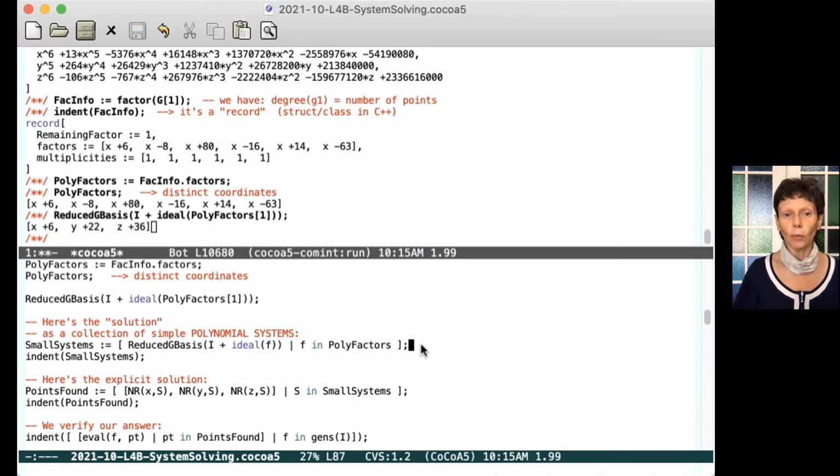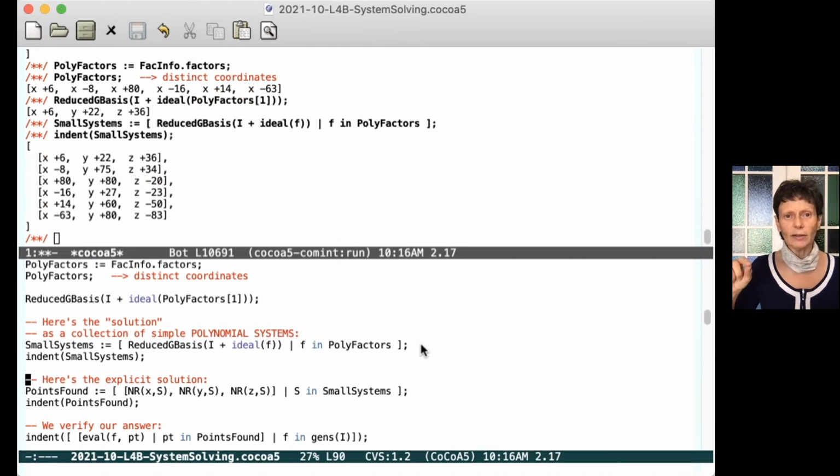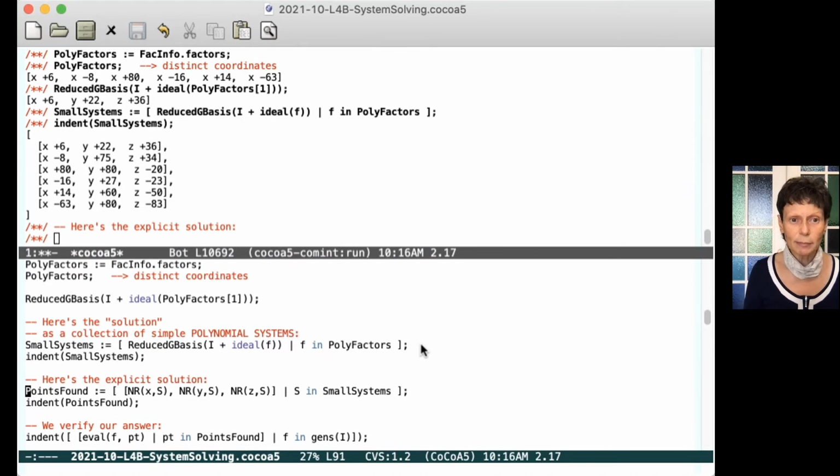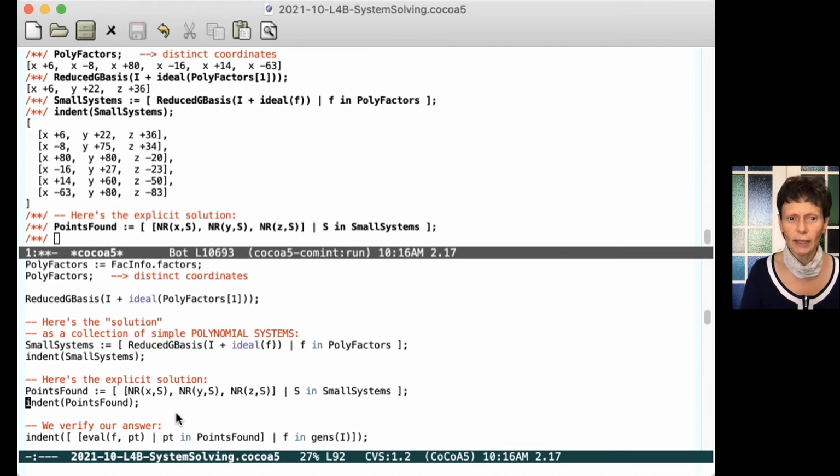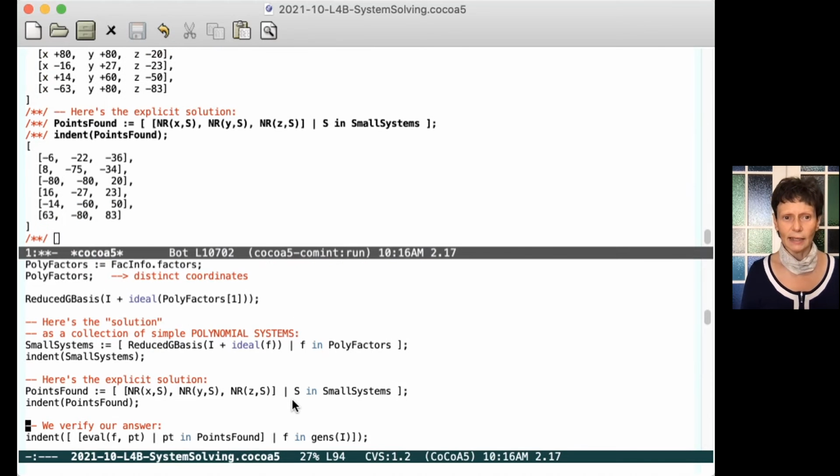So I can do this for all the factors of my polynomial in X, and I get 6 small systems which correspond to each solution. And here is the explicit solution I computed by taking the normal remainder of X with respect to S, and the same for Y, and the same for Z, for S a system in the small system collection. And then here it is. I have the 6 points, which are the solutions of our system.